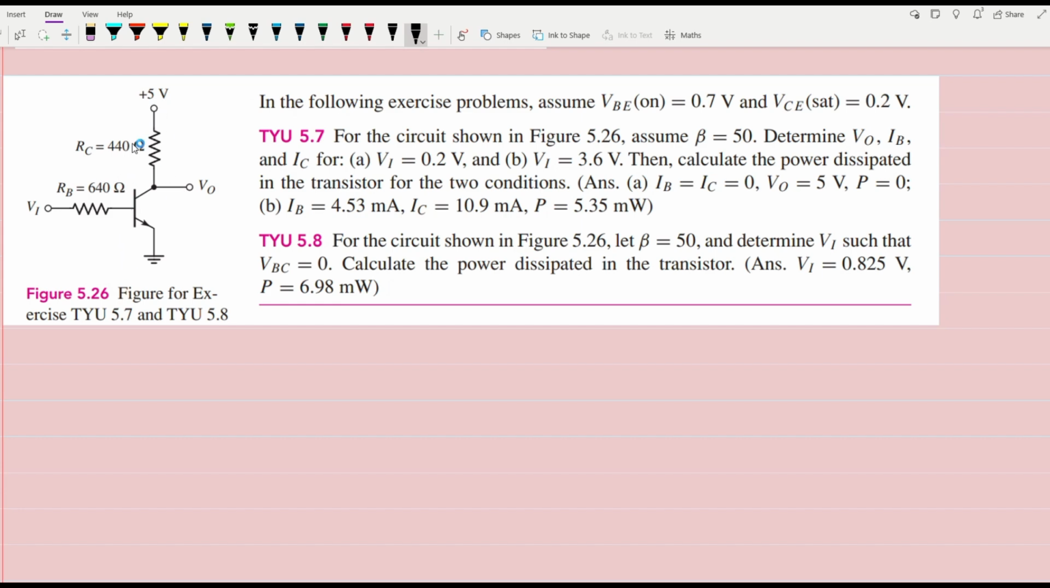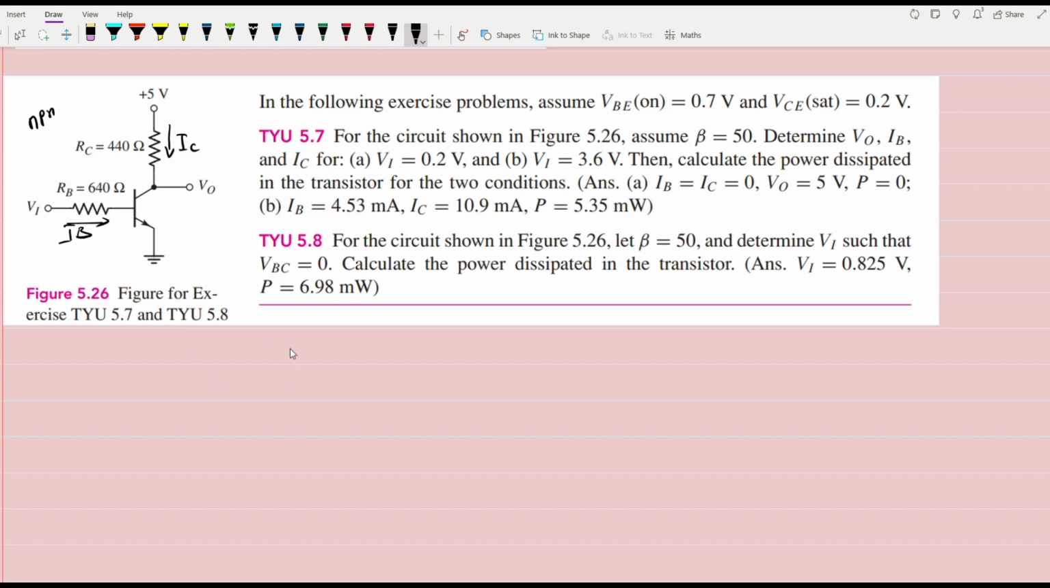When we look at the figure, we can see that the arrow is pointing outwards, which means this is an NPN transistor. Then we're going to have IB in this direction, and IC, the collector current, coming in right here.